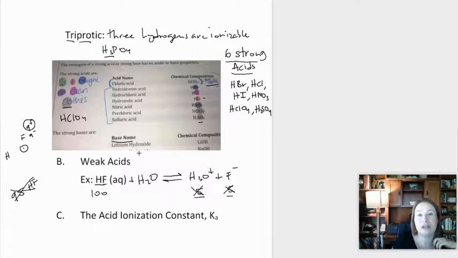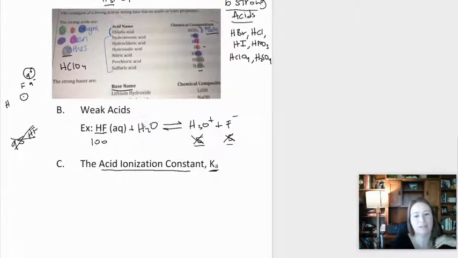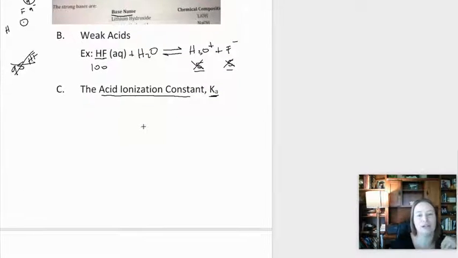The way that we know how many actually ionize is by the acid ionization constant, which we call Ka. And guess what? This is just an equilibrium constant. Okay, so we're going to write the equilibrium constant for these guys. And basically from here on out, we have a lot of equilibriums and a lot of ICE charts. So if you forgot how to do those, go back and review your ICE chart videos.